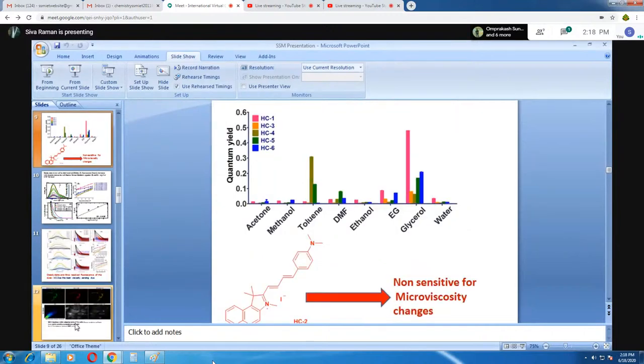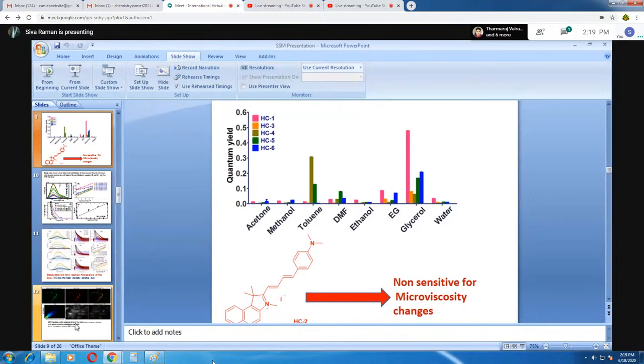Then we studied viscosity changes for our dyes in different types of solvents. We chose acetone, methanol, toluene, DMF, ethanol, ethylene glycol, glycerol, and water. Interestingly, HC1 and most of the molecules give an increase in fluorescence with increasing viscosity. Generally, the high-viscosity solvent we chose is glycerol. In glycerol, all the molecules give high fluorescence. But HC2 does not show an increase in fluorescence with increasing viscosity.